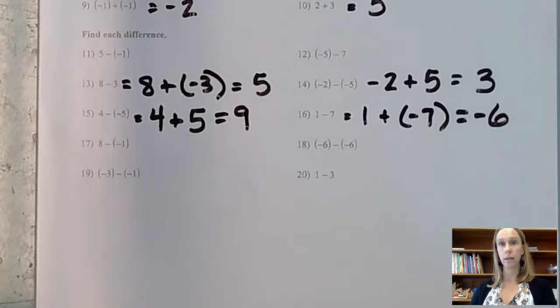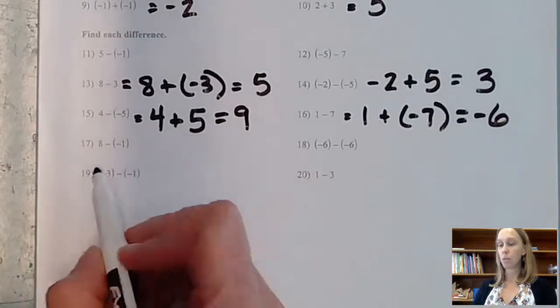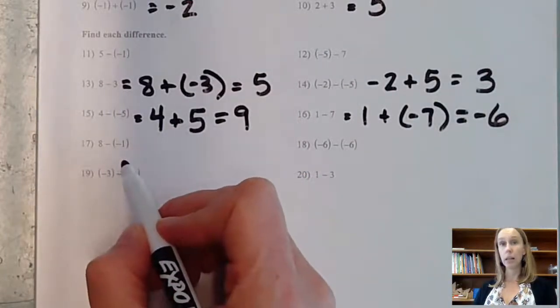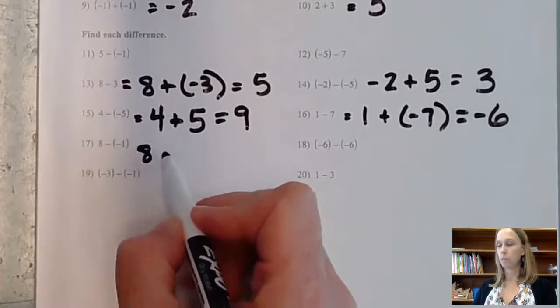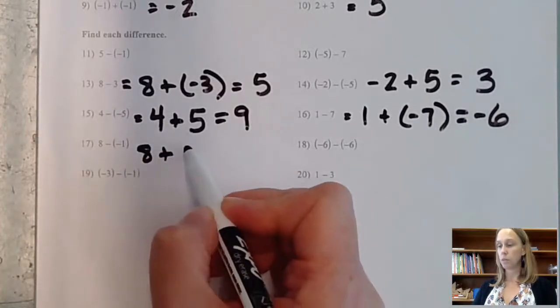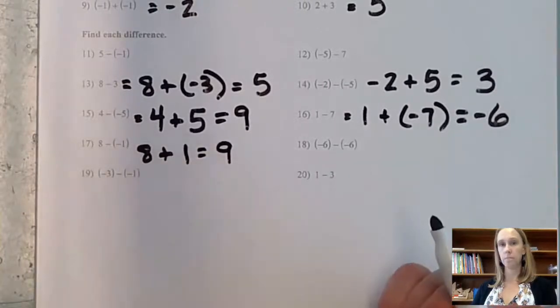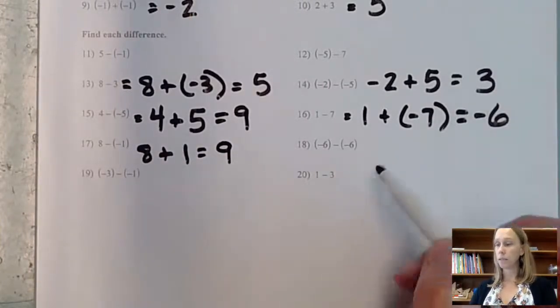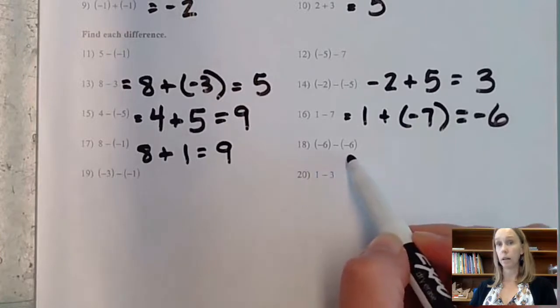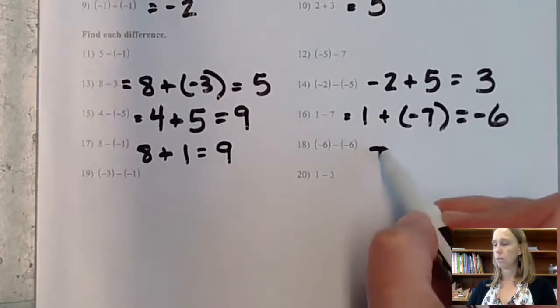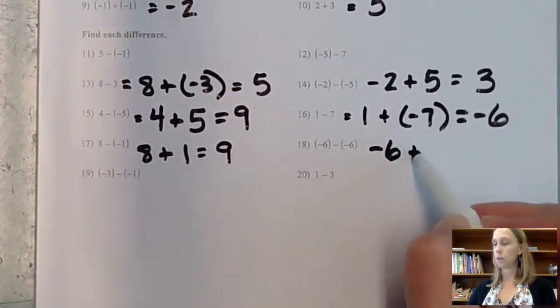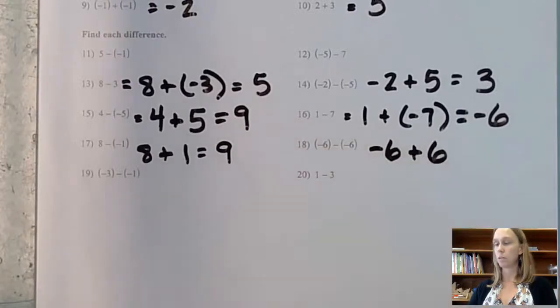Number 17, 8 minus negative 1. 8 plus the opposite of negative 1 is positive 1. 8 plus 1 is 9. Number 18, negative 6 minus negative 6. Negative 6 plus the opposite of negative 6 is positive 6. And look at that, we have 6 sets of 0 pairs. So when you have a number plus its opposite, that's easy. It's always 0.